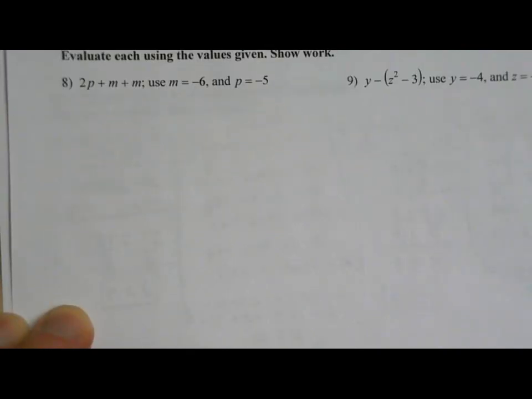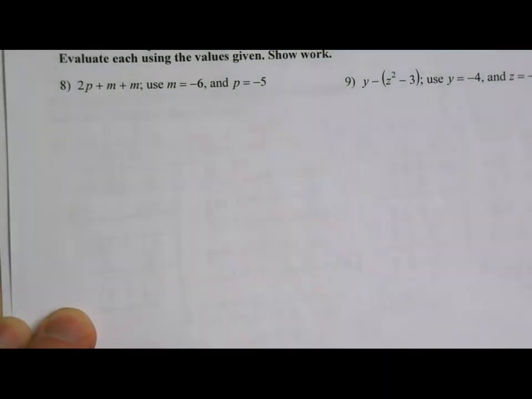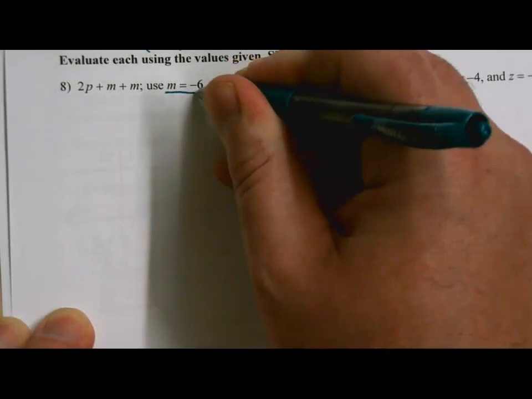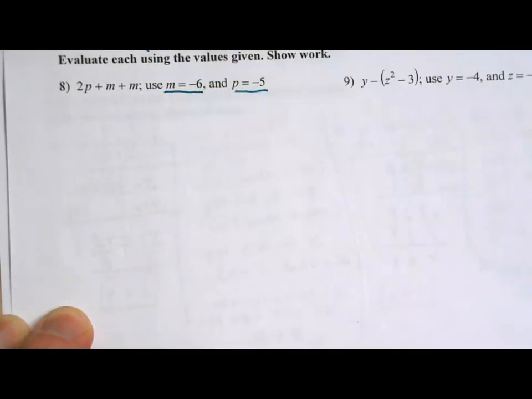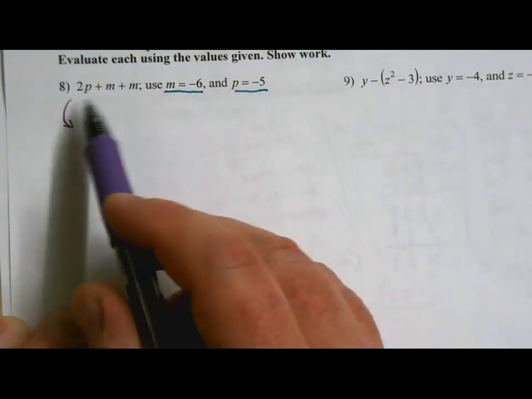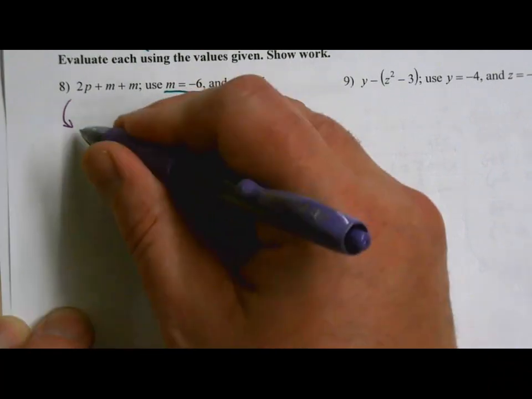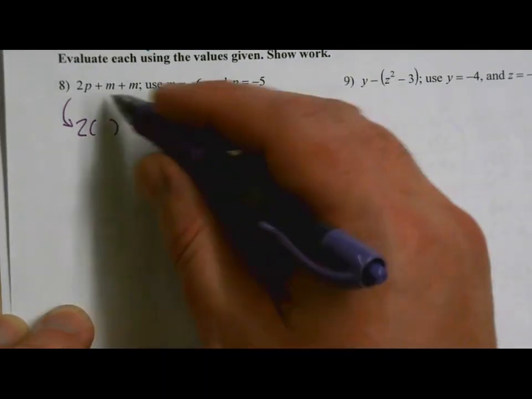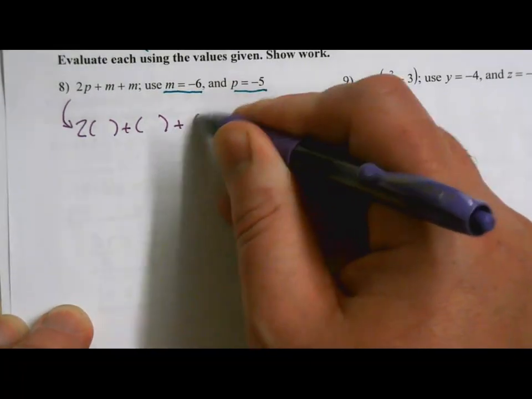So we have an expression that has some different variables in it. Oh, come on, you can do it. There we are. All right, so this expression has p's and m's, actually a couple m's, and they were kind enough to give us some values for m and for p. My first step is going to be to rewrite the expression exactly as it is, but leave out the variables. So it was 2p, I'm leaving a parenthesis, and that parenthesis is important. Please do not skip the parenthesis. 2p plus m plus m.